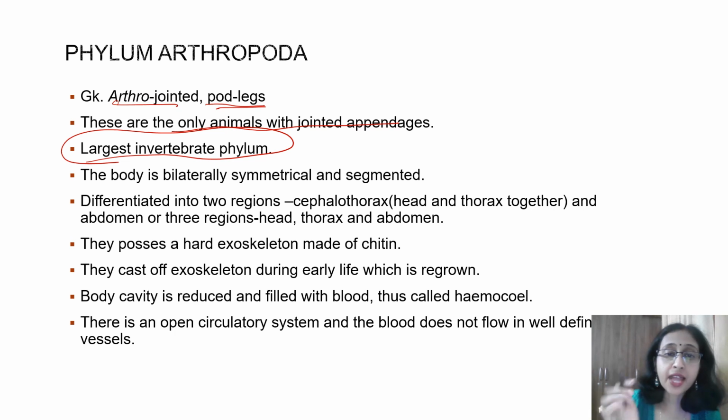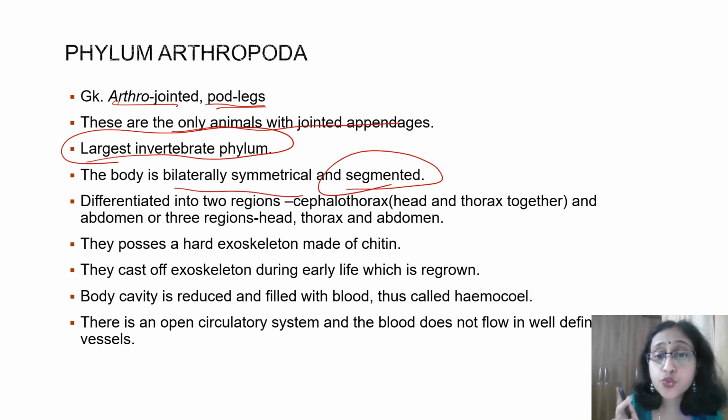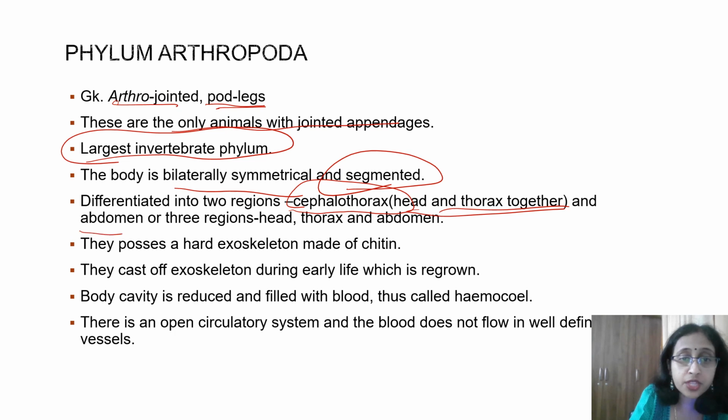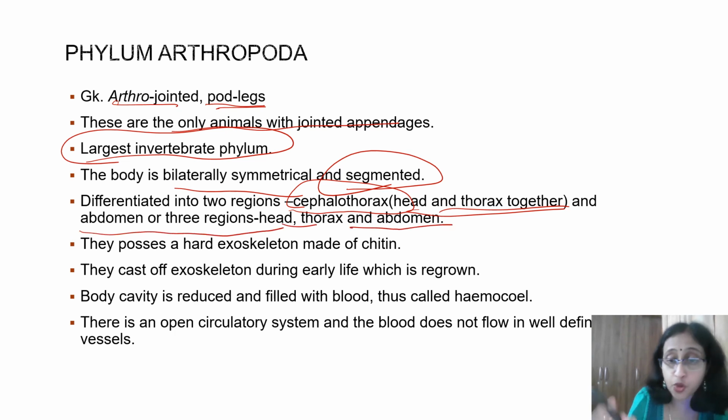The body is bilaterally symmetrical and segmented. Their body is differentiated into two main regions, that is the cephalothorax. So what does this mean? Head and thorax are the two main regions of their body. They don't have a neck region, so head and thorax, and the abdomen, making three regions: head, thorax and abdomen.